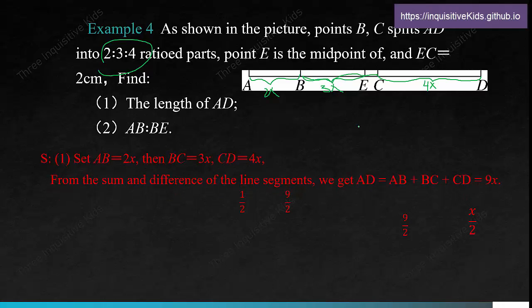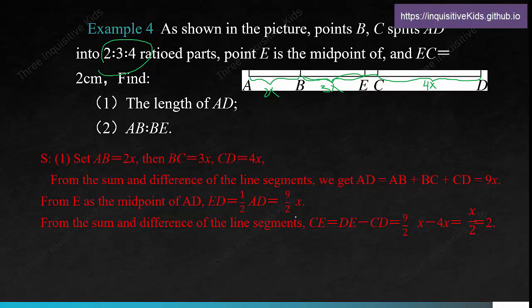Anyways, so from the sum and difference of the line segments, we get that AD is equal to AB plus BC plus CD, which is equal to 9x. Remember, this is combining like terms. We add up all of the small line segments and combine like terms, which is 2x plus 3x plus 4x, we'll get 9x. So from E as a midpoint of AD, ED is equal to 1/2 of AD, which is equal to 9/2 x.